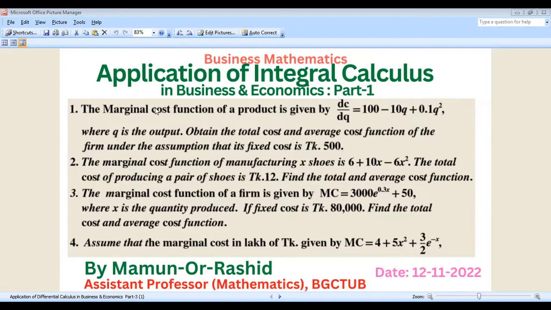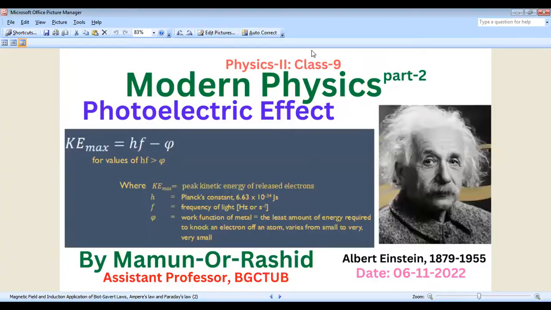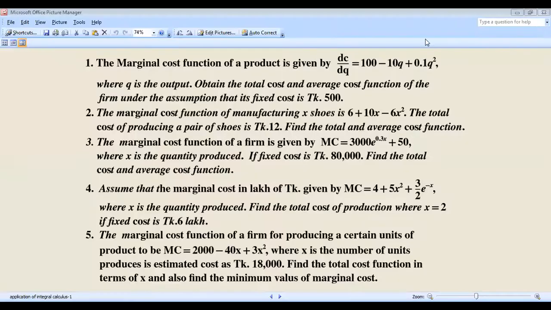First of all, we'll discuss the integral calculus. There are five examples. In every example, you have to find the total cost from marginal cost, also evaluate the total cost and average cost, and then find the minimum values of marginal cost or average cost. First of all, look at some basics of integration.